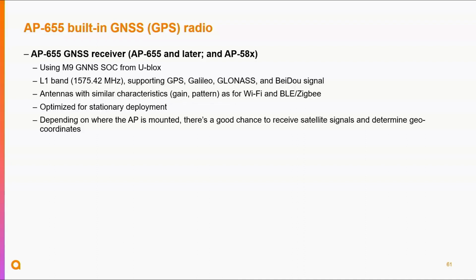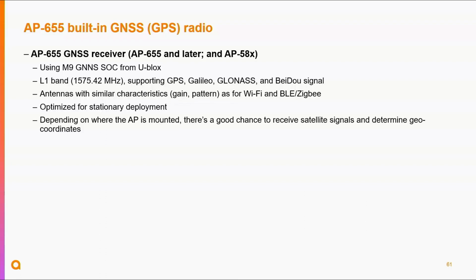The GPS receiver or the GNSS receiver in the AP is optimized and designed for stationary deployment. So it sits there and it takes advantage of the fact that the AP is not walking around. It's not a cell phone, right? You don't need to update your location all the time. And you have a very sensitive radio as well. So we have good hope that even though an AP is indoor, if it's close enough to the side of the building, you can often capture a GPS signal.